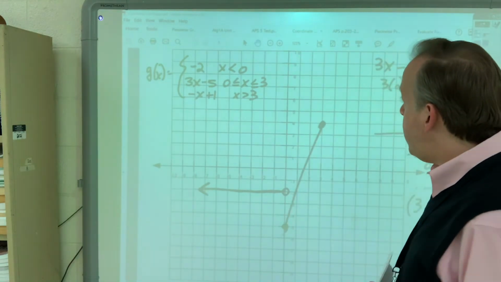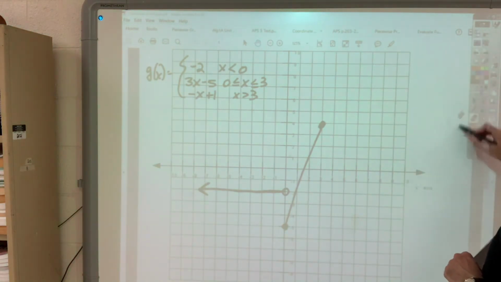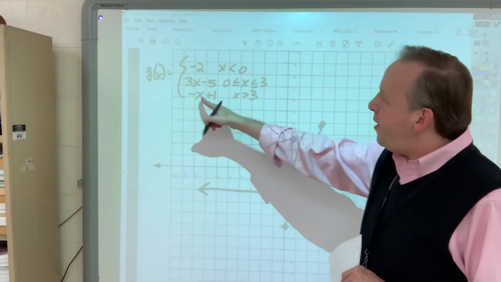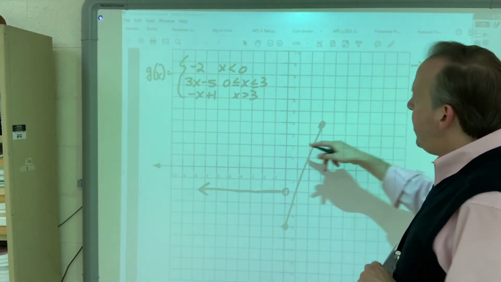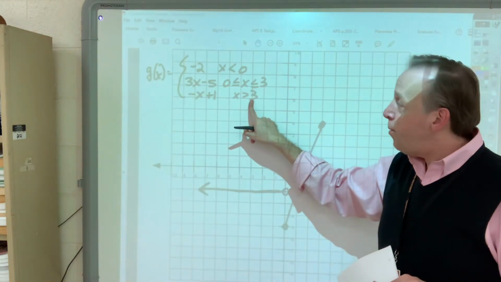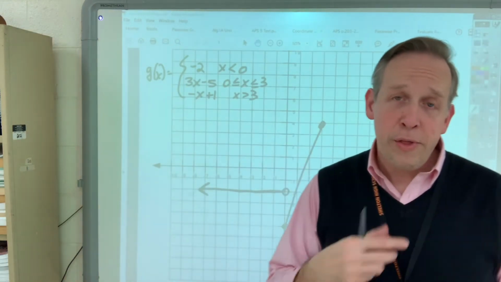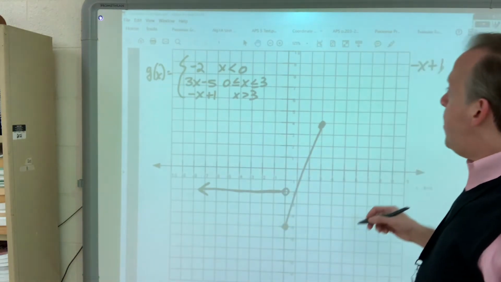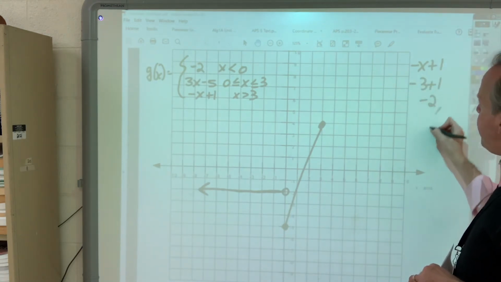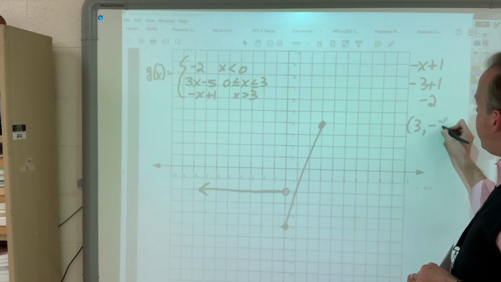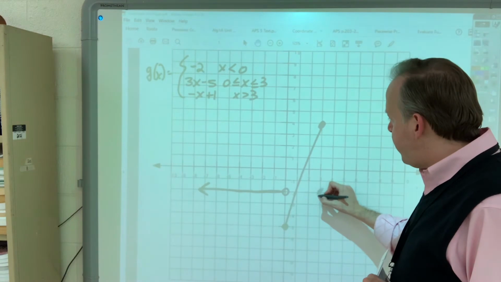Okay? And now I can move on to the next and last piece of my function, which is defined with the equation negative x plus 1. It happens starting at 3 with an open dot and continues for every x value greater than 3, so it continues to the right. Plug in a 3 and see what happens. Negative 3 plus 1 is negative 2. So at 3, we have a coordinate negative 2 with an open dot. (3, negative 2) is right there.